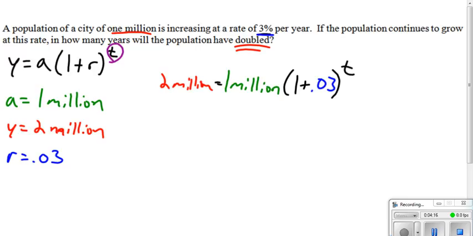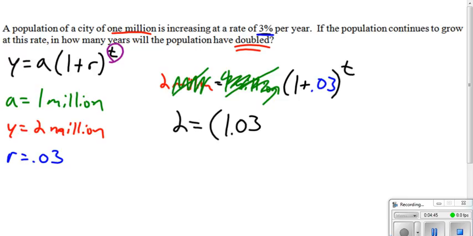Now from here, we can divide both sides by 1 million to start getting rid of some stuff. Divide by 1 million, divide by 1 million. Essentially this goes away and we're just left with 2 over here, because 2 million divided by 1 million just gives us 2. So now we know that 2 equals 1 plus 0.03 to the t power. So we could rewrite that as 2 equals 1.03 to the t power.